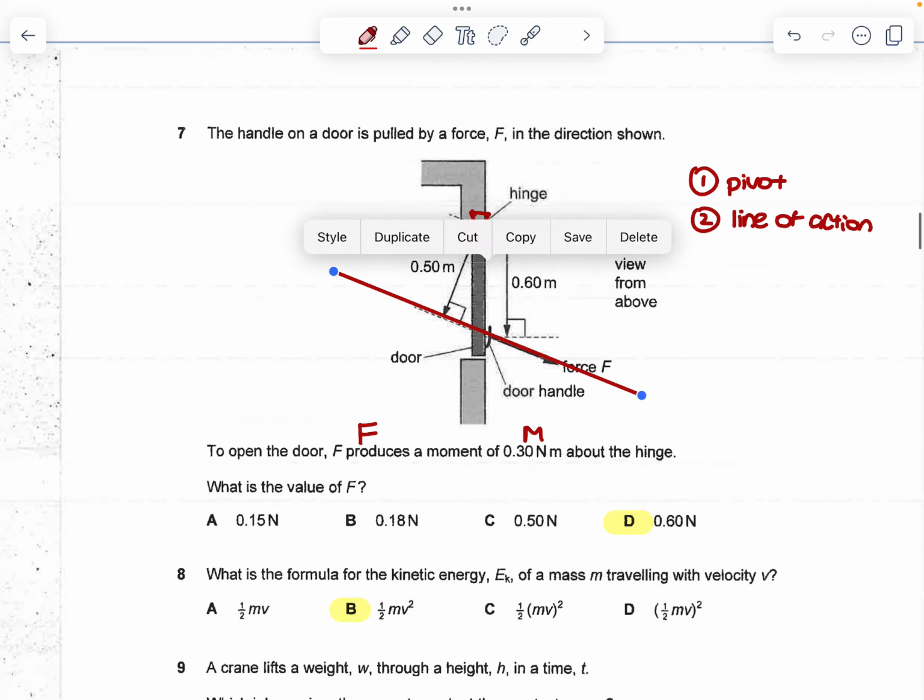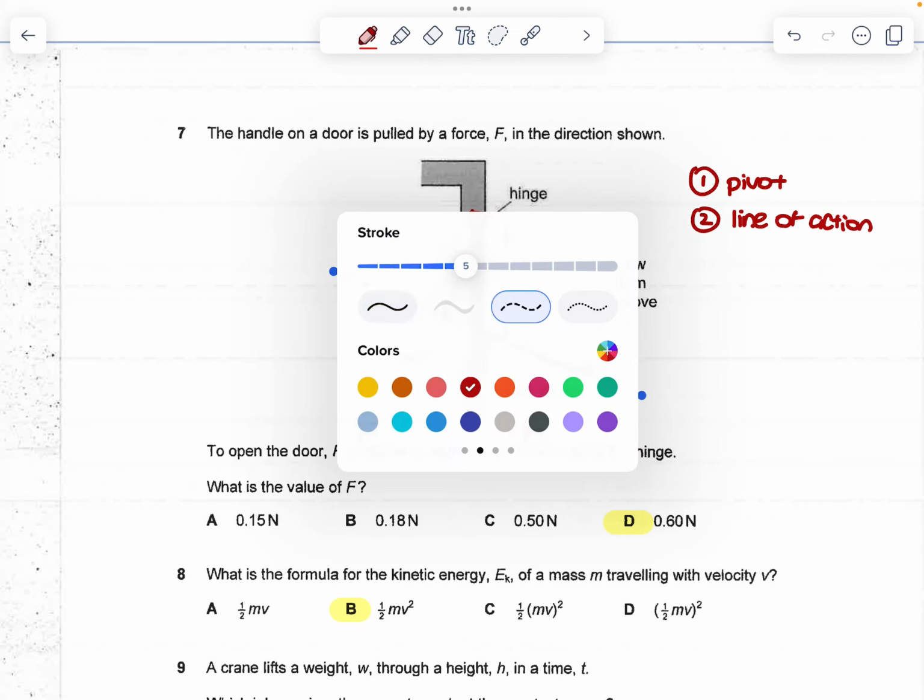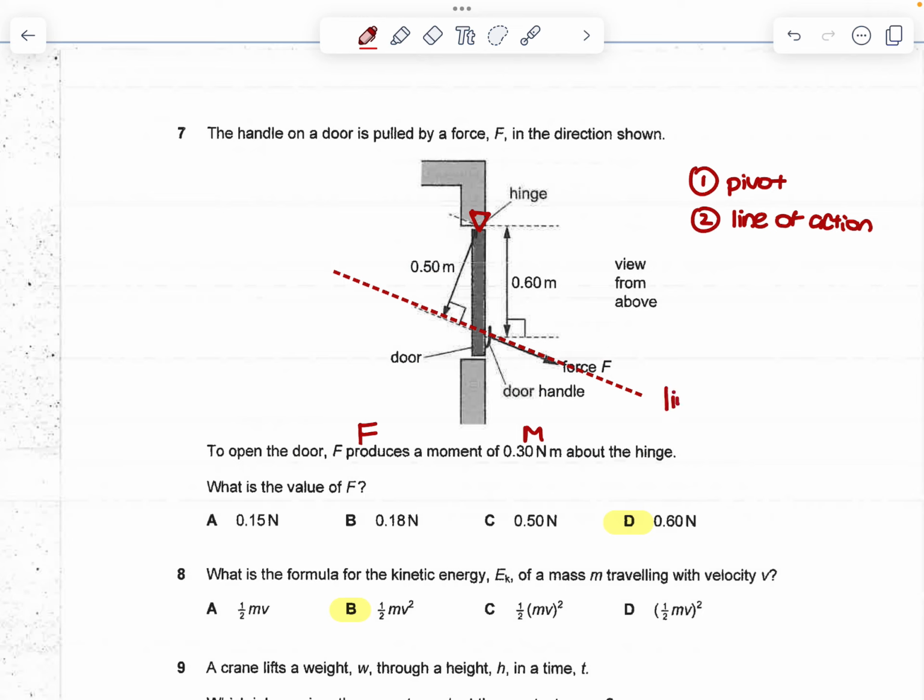Make sure it's dotted. So this is the line of action of the force. And then we will apply the moments. M equals F times perpendicular d. So where the pivot, the hinge, is to the line of action, this will be your perpendicular distance.